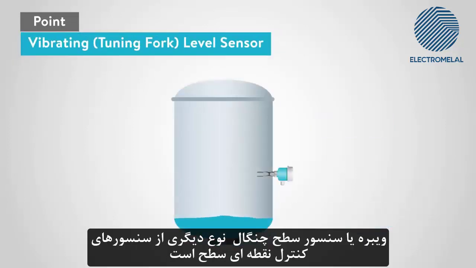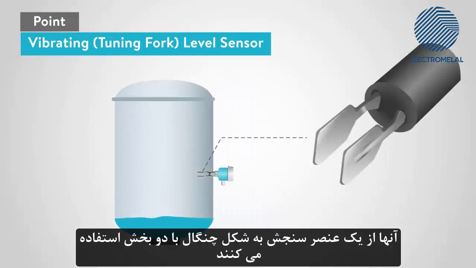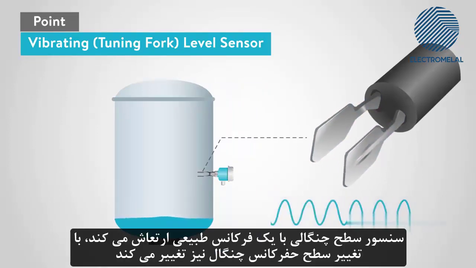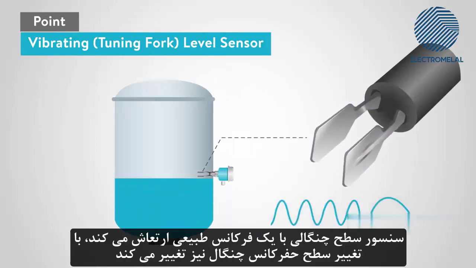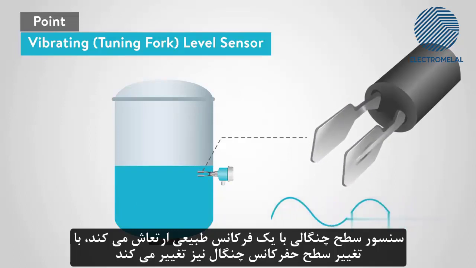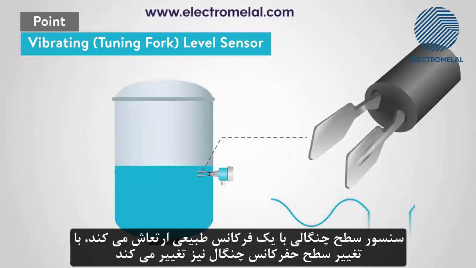Vibrating or tuning forks is another type of point level sensor. They use a fork-shaped sensing element with two tines. The fork vibrates at its natural resonant frequency. As the level changes, the frequency of the fork will change, detecting the level.